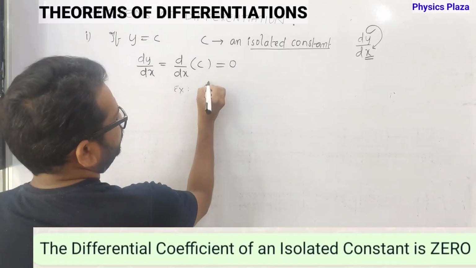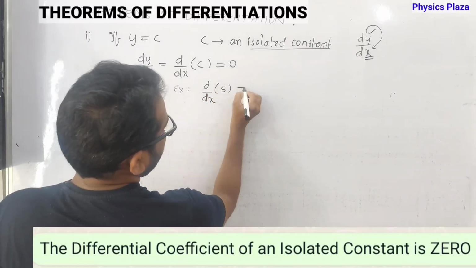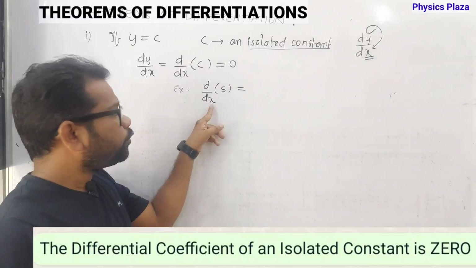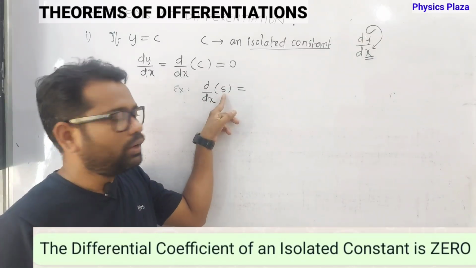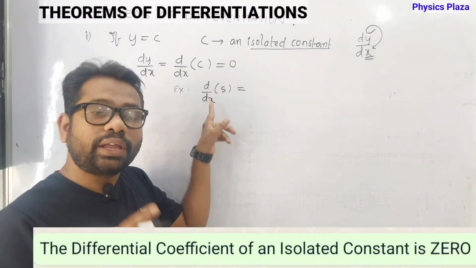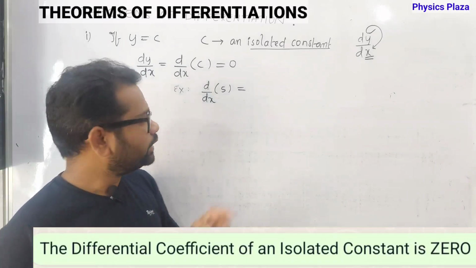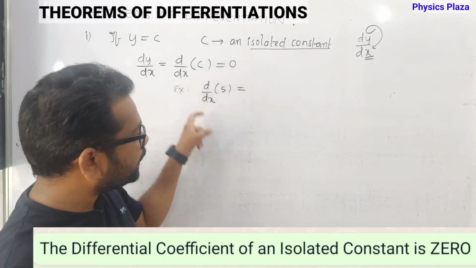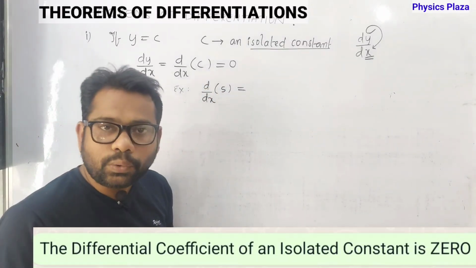Example: d by dx of some number phi is equal to how much? Children, do you think that phi value will change with the value of x? No, that is always a constant. Whether we increase the x value, decrease the x value, or keep x constant, nothing makes a difference in phi. It is always phi. Then what will be the rate of change of y with respect to x? It means 0.